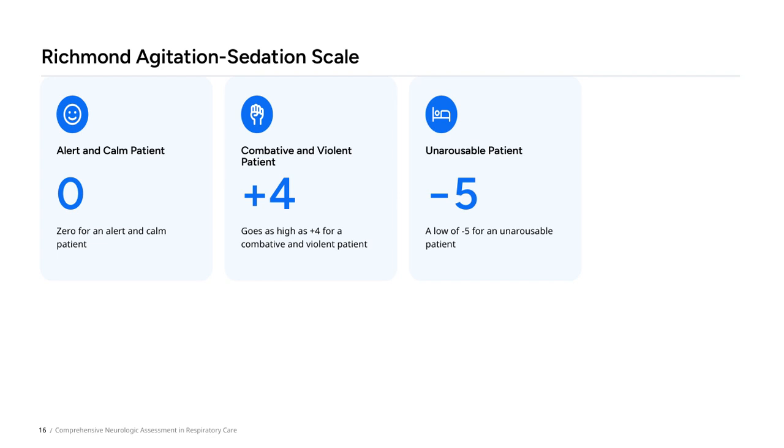Understanding these points helps us gauge a patient's neurological and agitation status accurately, which is essential for tailoring appropriate interventions and ensuring safety. Remember, this scale connects directly to how we monitor and manage patients in respiratory care, helping us make informed decisions at every stage.